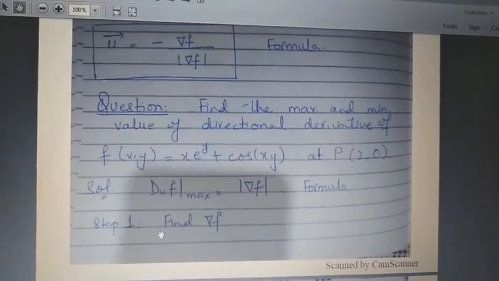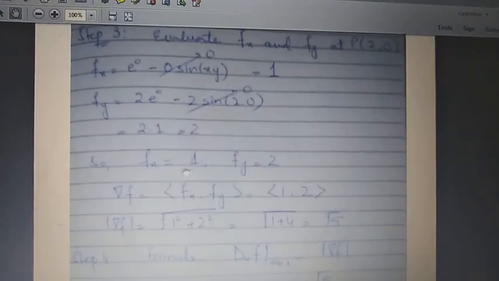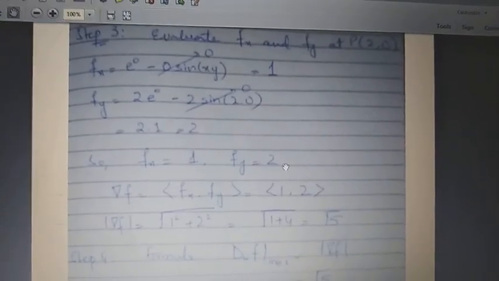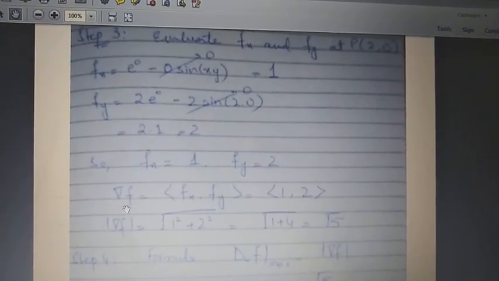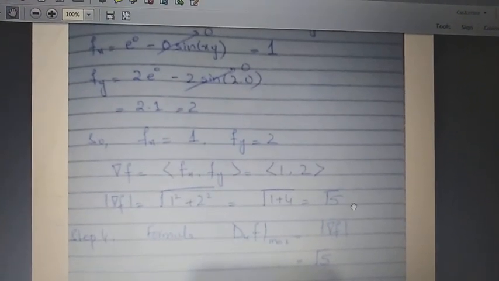First step is to find the gradient of f. Here the function depends on two variables. First, you will find the first order partial derivative with x, then with y. In the next step, you will evaluate these partial derivatives at the point (2, 0). The answer is 1 and 2. You will write these partial derivatives in gradient of f. Now you will take its magnitude. The answer is square root 5.